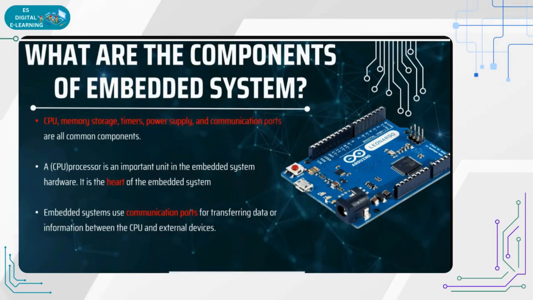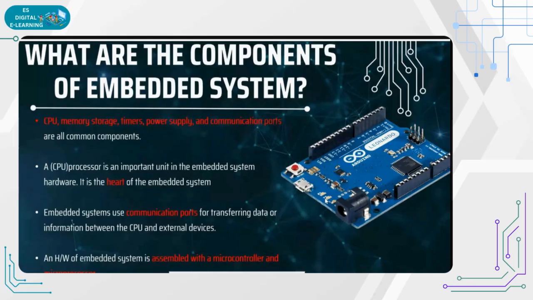Okay, so further we'll discuss those buses and the memory and microcontroller topic in detail. So the familiar components are the CPU, memory storage, timers, power supply and communication ports. Here the CPU is the heart of the embedded system, and communication ports are used for transferring data between the CPU and external devices. Okay, and with these we are assembling the hardware.